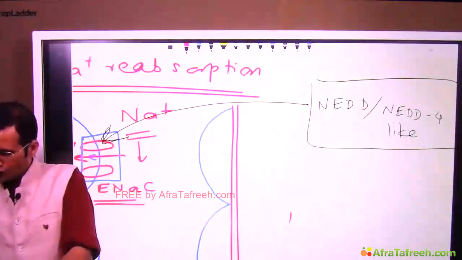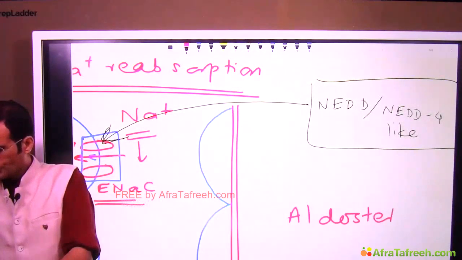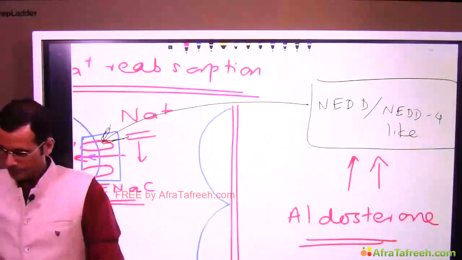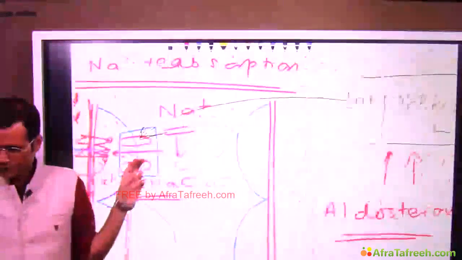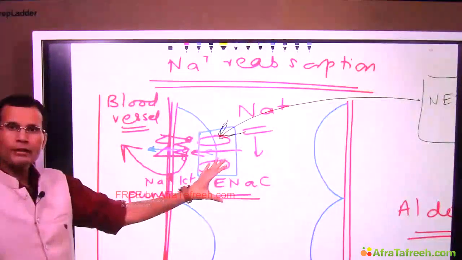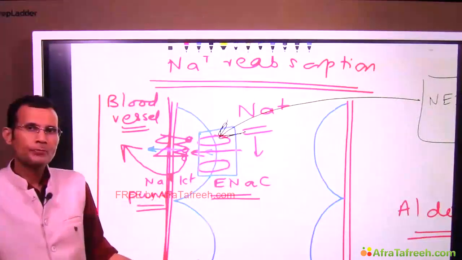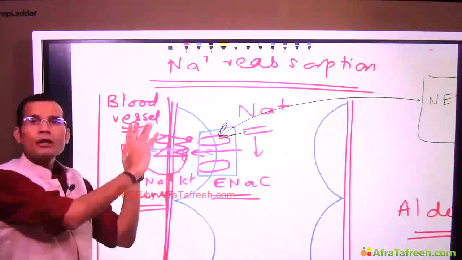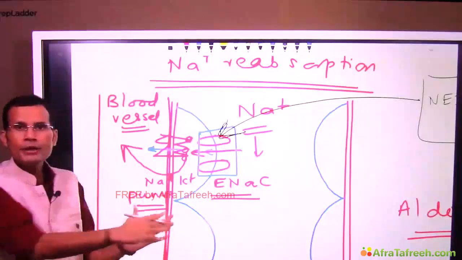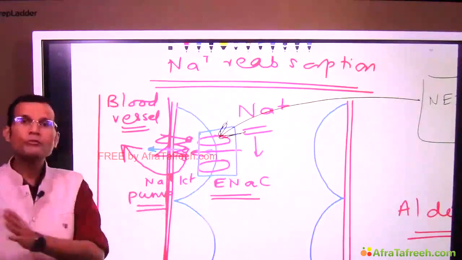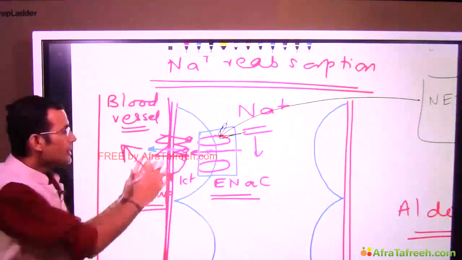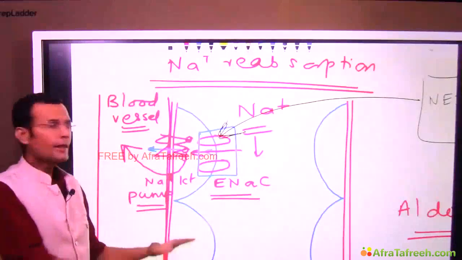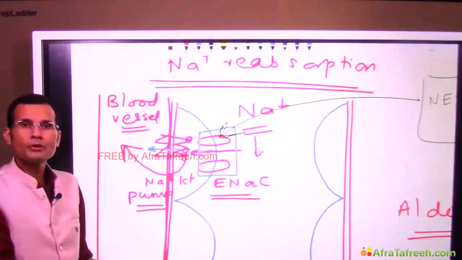What is the role of aldosterone here? Aldosterone deubiquitinates the ENaC. This epithelial sodium channel will be deubiquitinated. Ubiquitins will be removed so that the ENaC will remain in the membrane. It will not be tagged and it will not be removed from the membrane. Which means this ENaC, the epithelial sodium channel, will stay on for longer duration in the membrane and sodium reabsorption will increase.